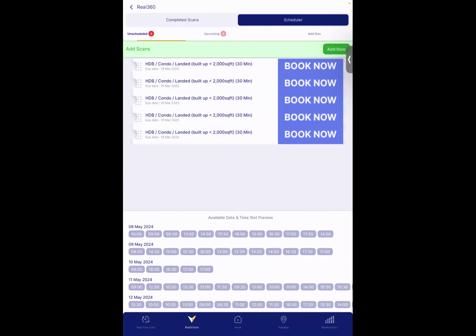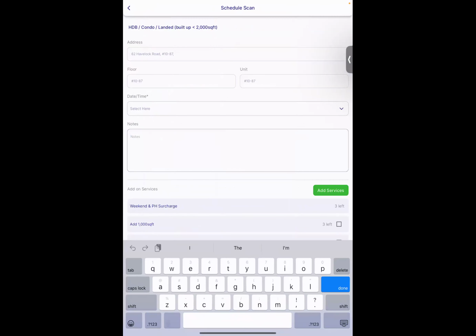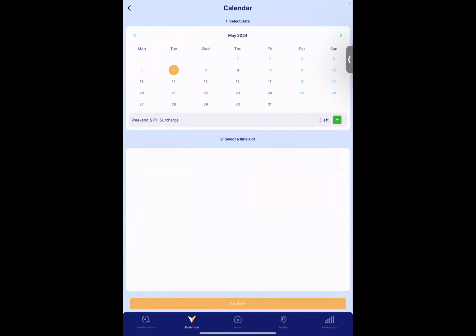So I have 5 credits in my account. So the way to book after you have bought the credits is you click here, book now. Put in the address, unit number, select the date and time that you want. So take for example, maybe I want next Wednesday. And then the time slots that are available are all here. Then you click, let's say 9 AM.